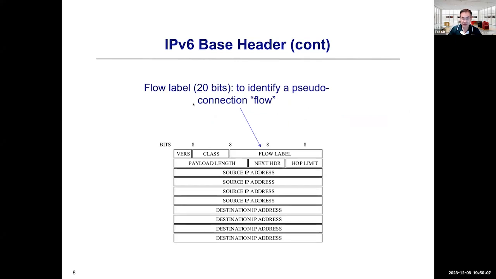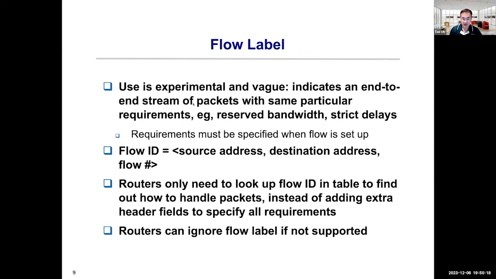You could have a dedicated flow from the sender to the destination, which can be very useful to meet the QoS requirement. The flow label is experimental, and is very vague, but it's built for IPv6. It's basically an end-to-end stream of packets with the same particular requirement. It's basically for QoS, reserved bandwidth. It has a very strict delay. Basically, when you drive on the highway, the right lane is dedicated to you. No one else can use it. That kind of mentality, right?